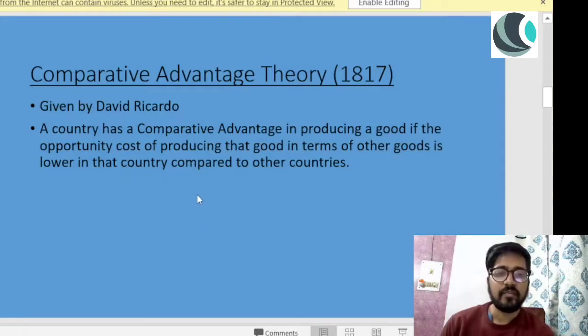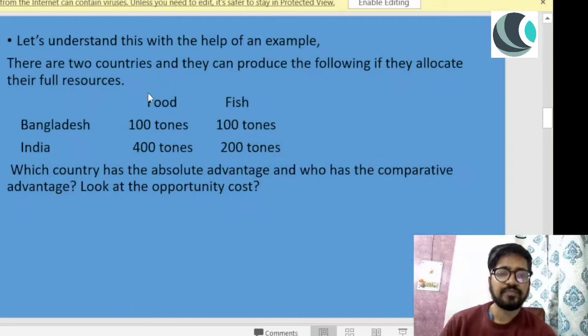Now it gets very tricky. What is the difference between absolute advantage and comparative advantage? This paragraph doesn't explain it well. I can explain this with the help of an example, right? Let's assume that there are two countries and they can produce these two things, either food or fish, if they allocate their full resources. If Bangladesh allocates its whole resources, it can produce either 100 tons of food or 100 tons of fish. On the other hand, India can produce 400 tons of food and 200 tons of fish.